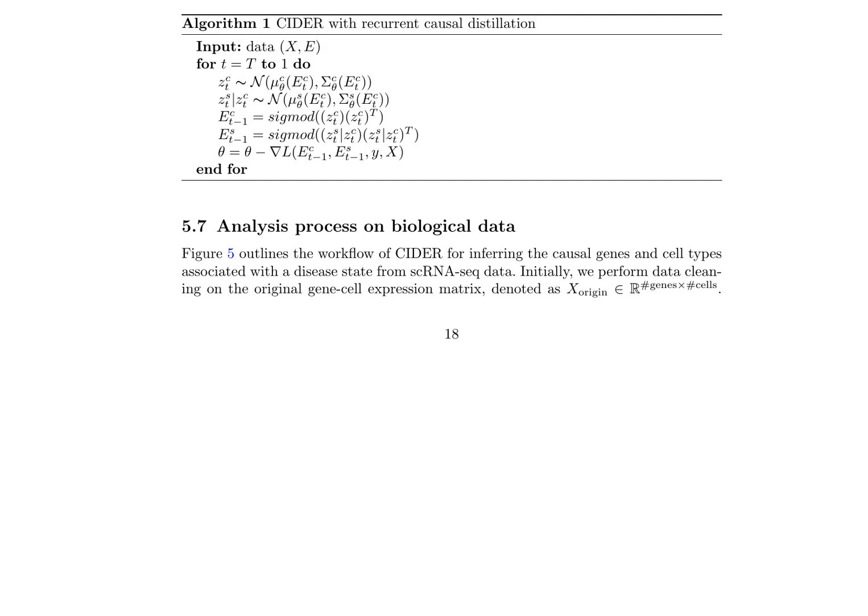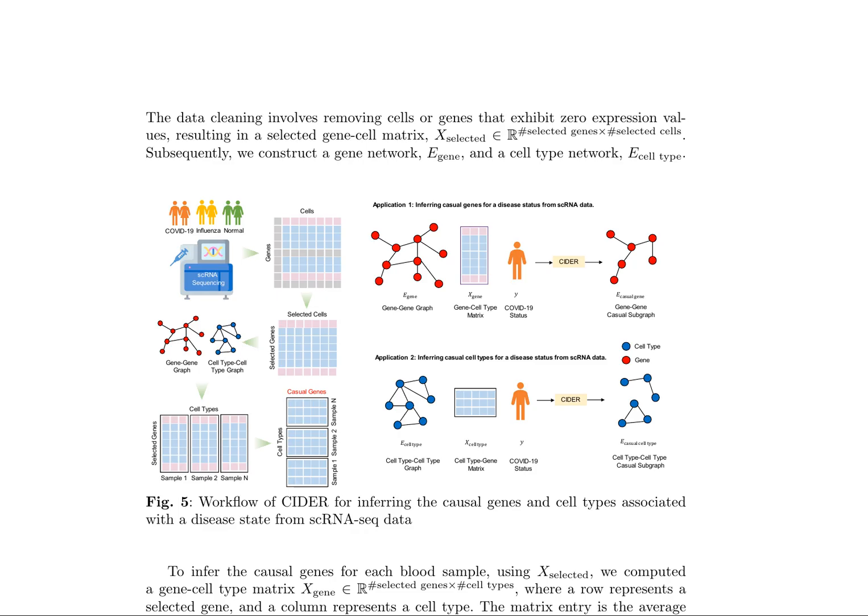The analysis process on biological data demonstrates the effectiveness of CIDER in inferring causal relationships between genes and cell types associated with disease states, highlighting its potential as a valuable tool for understanding complex biological systems. Data cleaning involves removing cells or genes with zero expression values, resulting in a selected gene-cell matrix, X-selected, a rectangular matrix with dimensions corresponding to the number of selected genes and cells. This matrix is then used to construct a gene network, E-gene, and a cell type network, E-cell type.